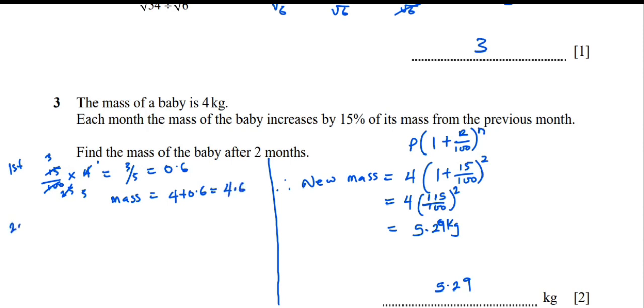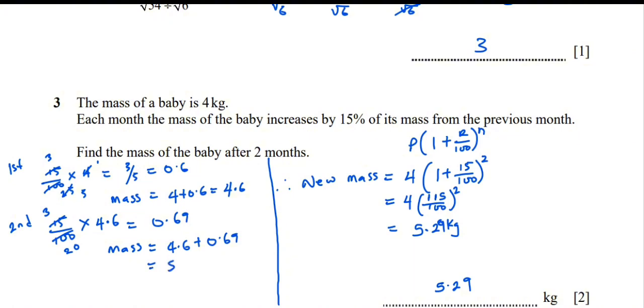Now, coming to the second month, you have the same 15% times 4.6. So let's work this one out. 5 here will give us 3, and 5 here will give us 20. If you work this out, you are going to have 0.69. So the mass after the second month is the mass after the first month, which is 4.6, plus the increase in mass after the second month, which is 0.69. That will give you 5.29.